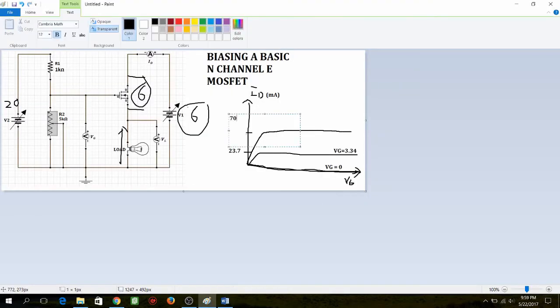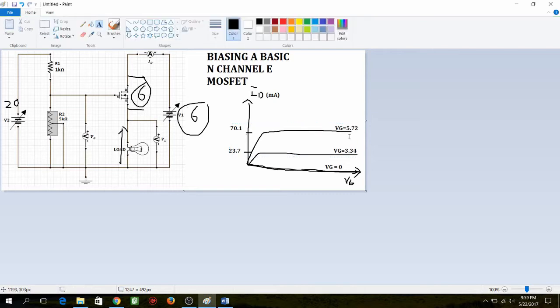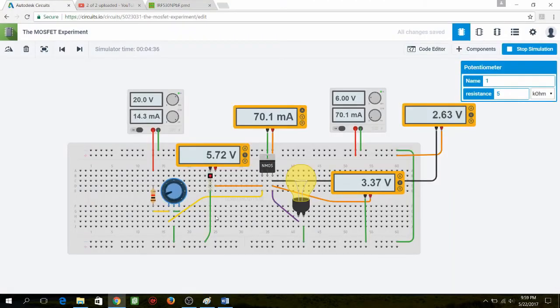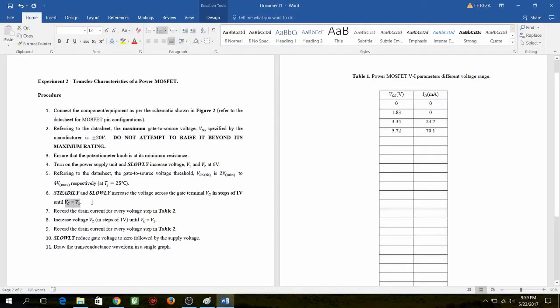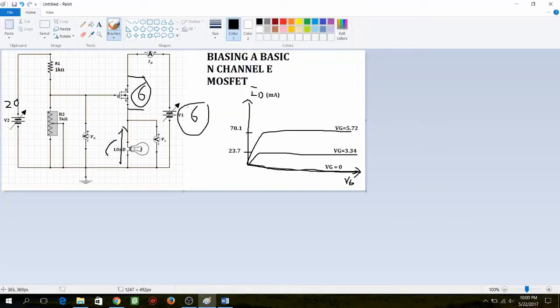5.72, 70.1 milliamp, and VG is equal to 5.72. So this is roughly equal to the supply voltage now. Now that VG is roughly equal to V1, I already recorded my drain current in this table. Now I want to turn my transistor fully on, because I need my load to be equal to my supply. I want all of this 6 volt.